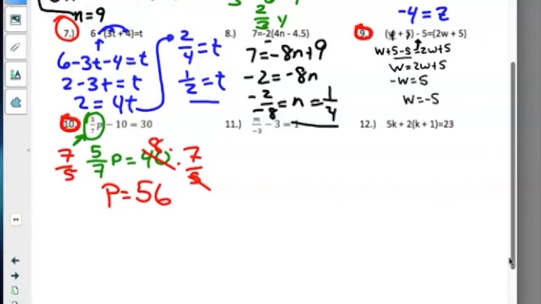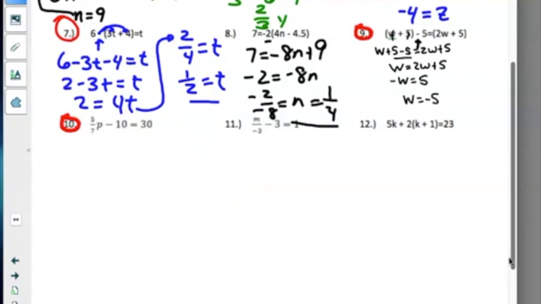There's another way of doing this problem. If I could do it this way, again, it's 5p over 7 equals 40. Notice how I rewrote my fraction.